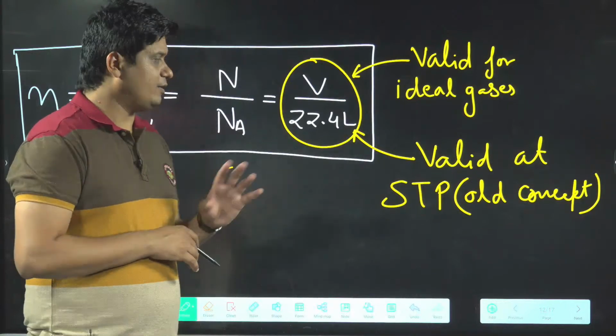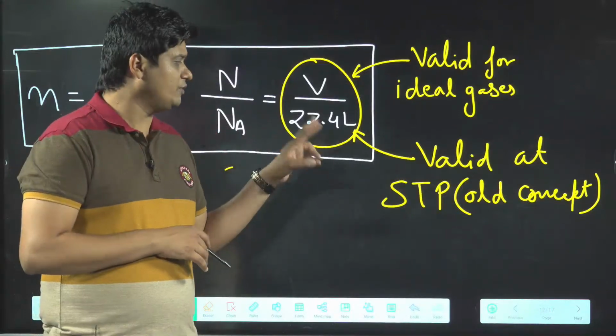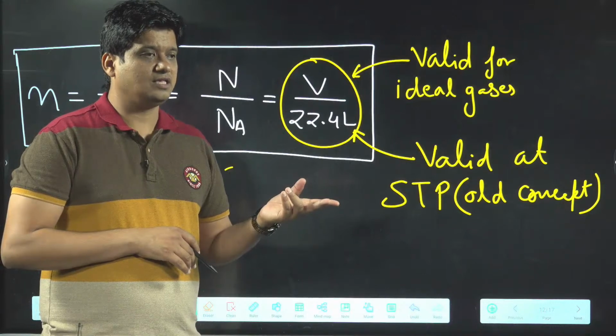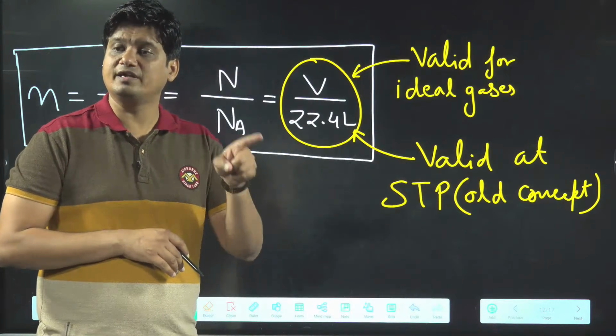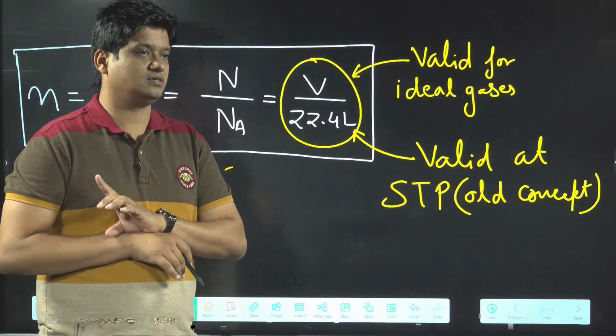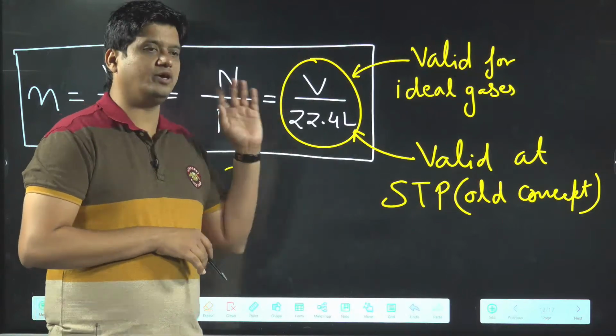Okay, because if we have two choices, one according to 22.4 and another according to 22.7, then we go for 22.7 because that is more correct. Okay, but while solving the numerical, just use 22.4.